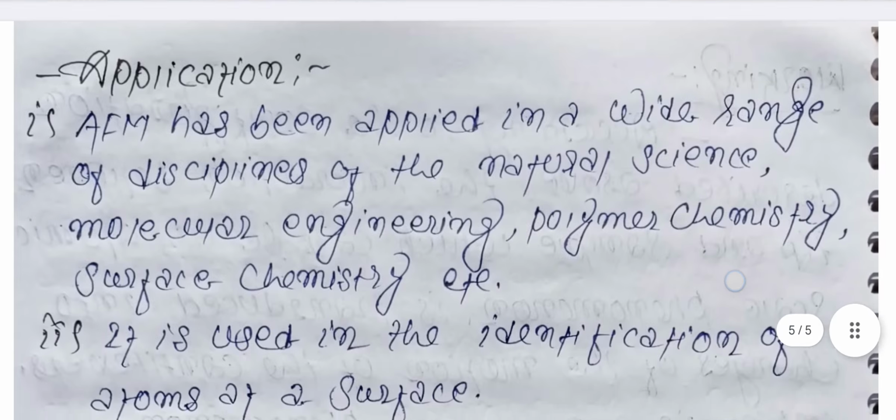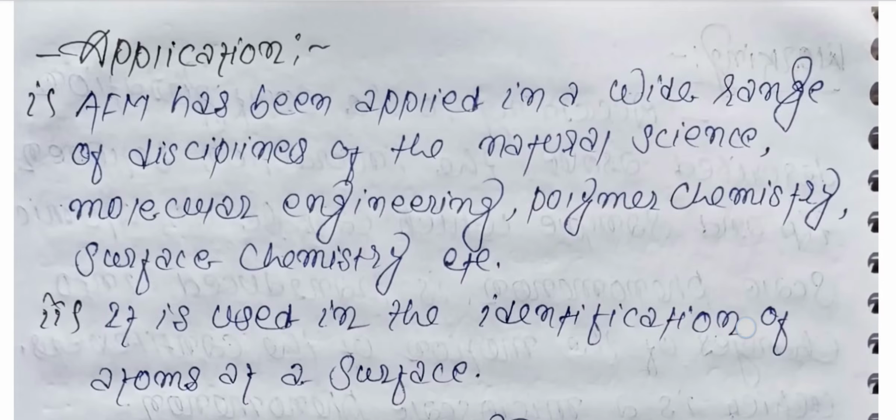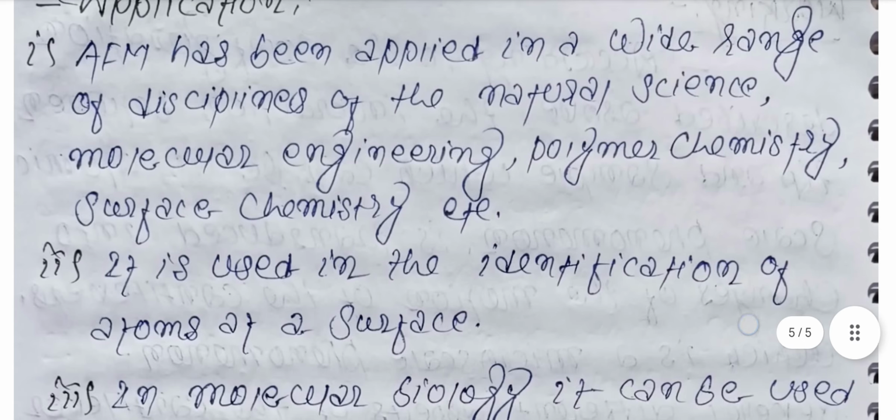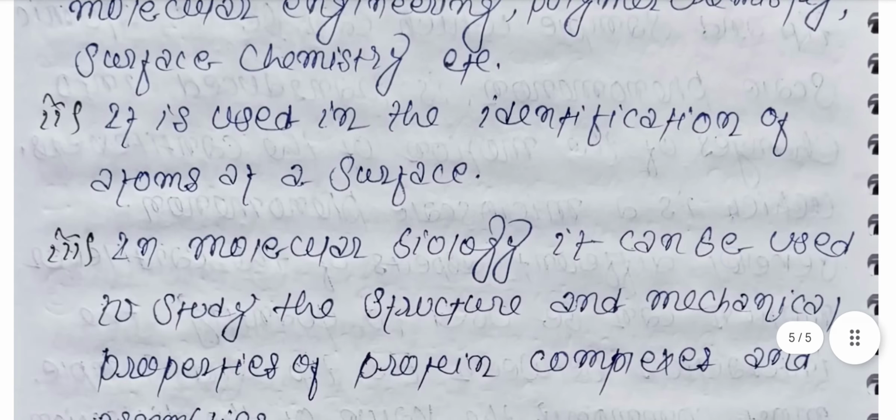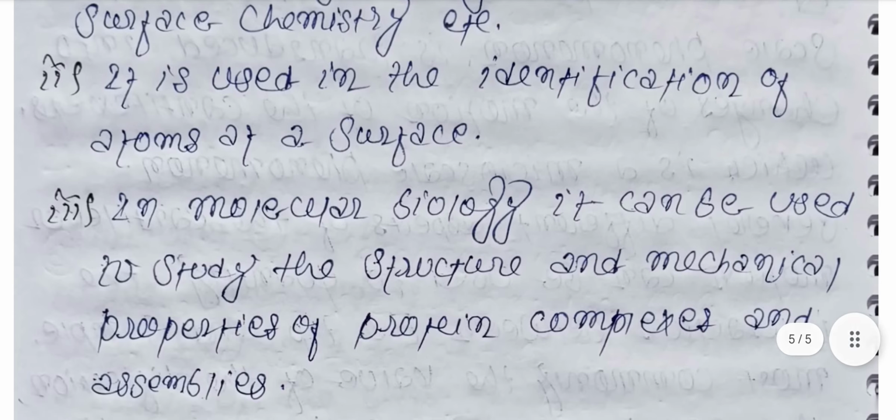Let's know about applications. This is the first application. AFM has been applied in a wide range of disciplines of the natural sciences, molecular engineering, polymer chemistry, surface chemistry, etc. And then second, it is used in the identification of atoms at a surface.